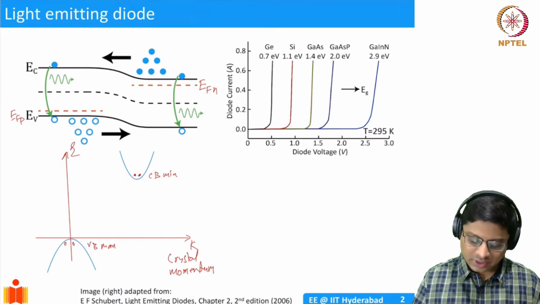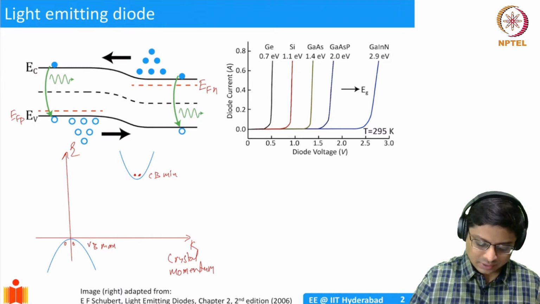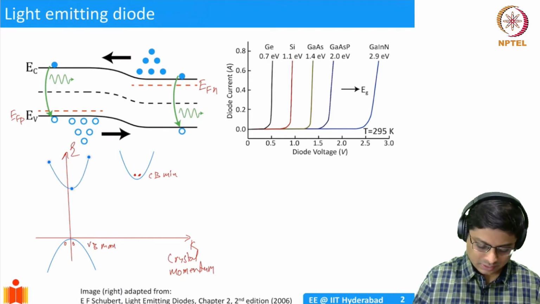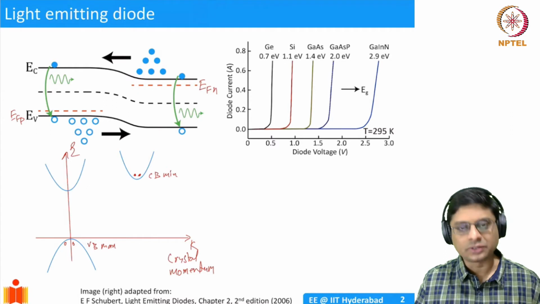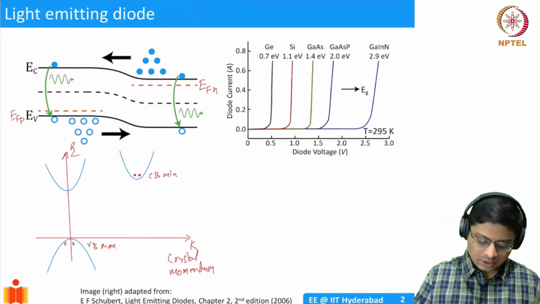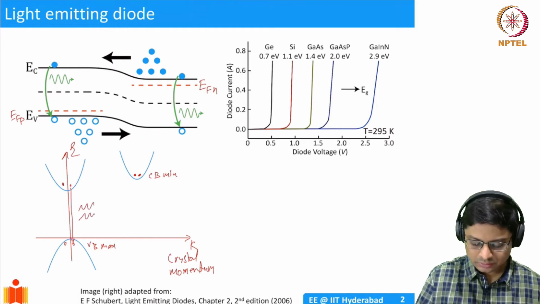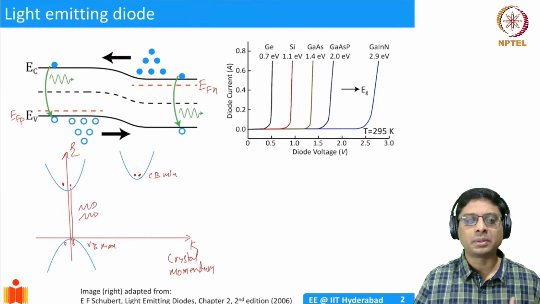So instead, if you have a direct band gap semiconductor, the conduction band minimum will basically coincide with the maximum of the valence band. So now you can have your electrons easily recombining with holes and giving out a photon. So this is a very easy process, very simple process.